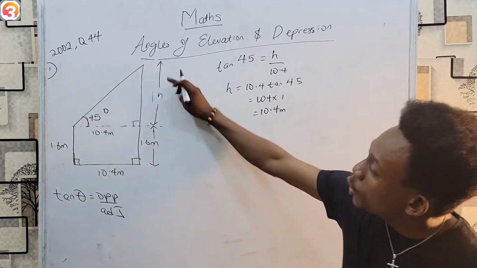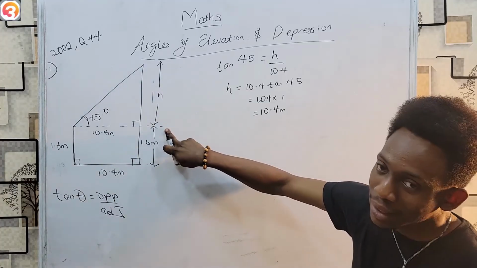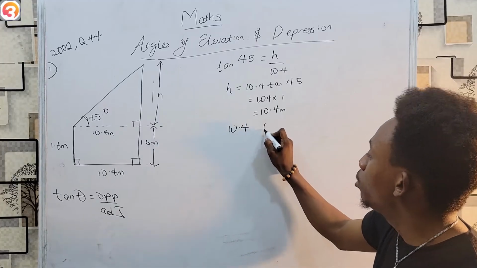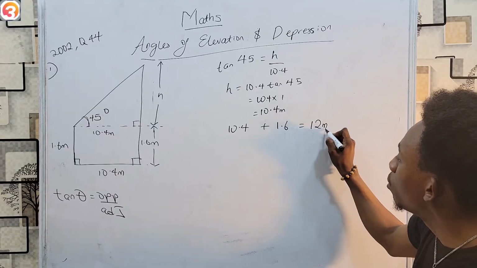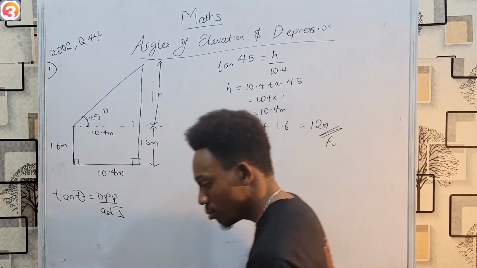What I should know is that my tree starts from here to the ground, not from here to the hunter's head. Therefore, my tree will be 10.4 meters plus 1.6, which gives me 12 meters. And that is option A.